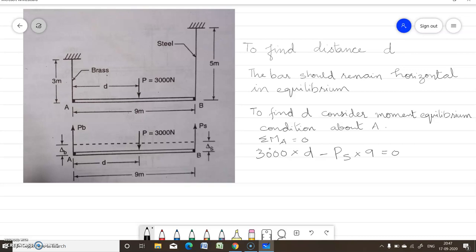So you know what is PS. Let us substitute here: 3000 into D minus PS, which is 1044.33, into 9 equal to 0. So we can write D is equal to 3.133 meter. So you will get the distance D to make this bar in a horizontal position is equal to 3.133 meter. Okay, thank you.